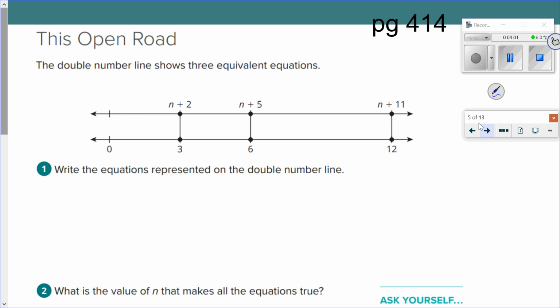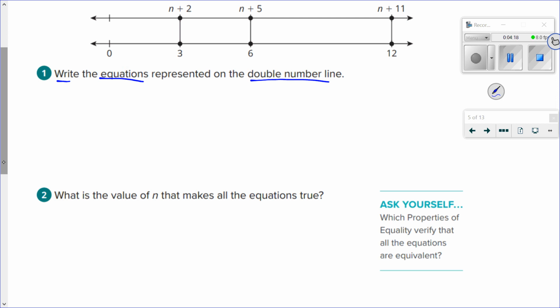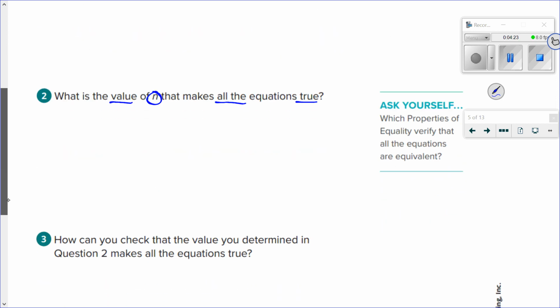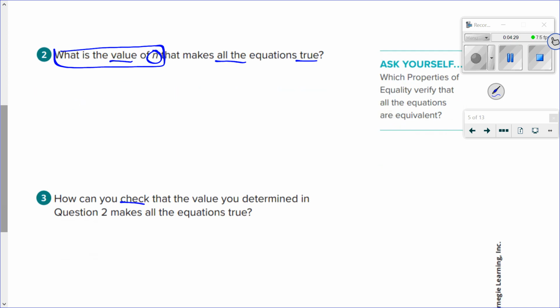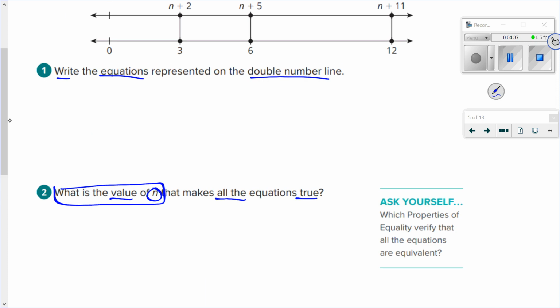Guys, on this one, the double number line shows 3 equivalent equations. So just as we've done before, we've given you different equations. What I want you to do, write the equations represented on the double number line. What is the value of n that makes all the equations true? So there's our big question, what's the value of n? And how can you check that the value you determined in question 2 makes all the equations true? So those are the 3 things you need to do. We'll give you guys about 3 minutes, because honestly this one shouldn't be too difficult.